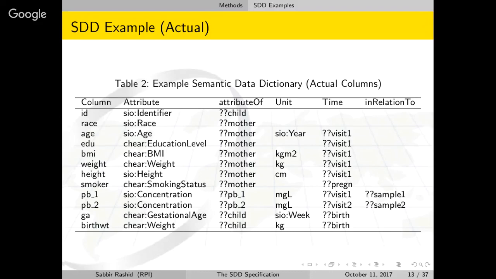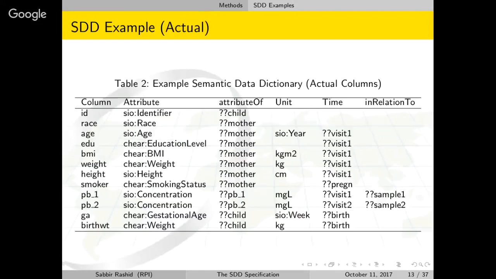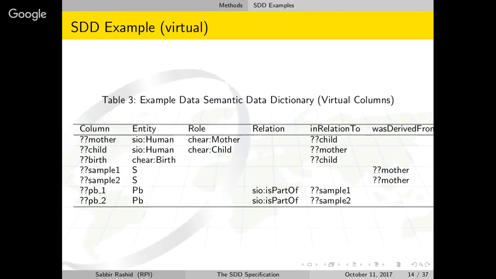So as well as actual columns, which are used to describe the variables in a data set, we also have virtual columns, which are implicit entities in the data set. In the previous example, we saw that we had attributes of a child and a mother, as well as this lead concentration. So we use the virtual entries in semantic data dictionaries to clarify what those things are talking about. So for example, mother is a ChearMother. A mother is a human which has the role of being a mother in relation to some child object. Similarly, the child is a human which has the role of being a child in relation to the mother.